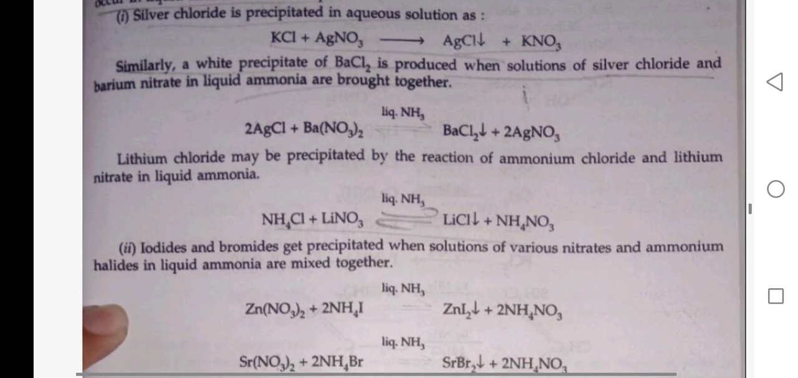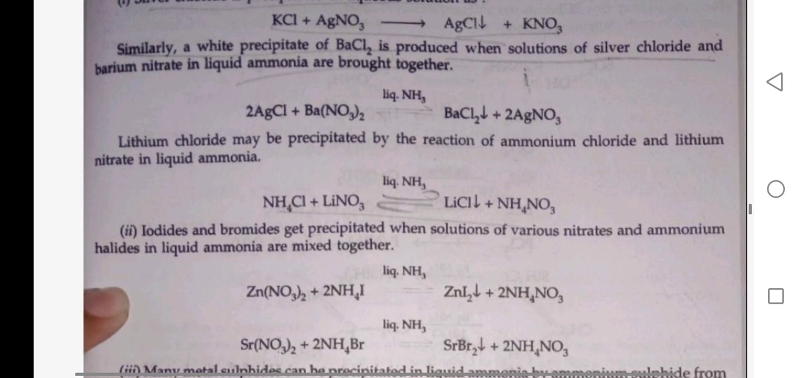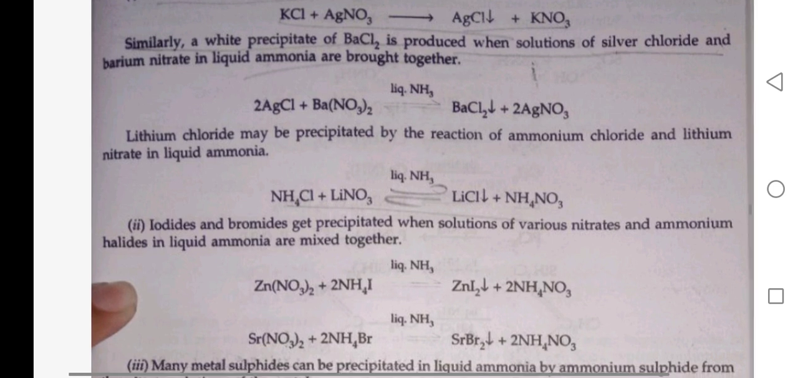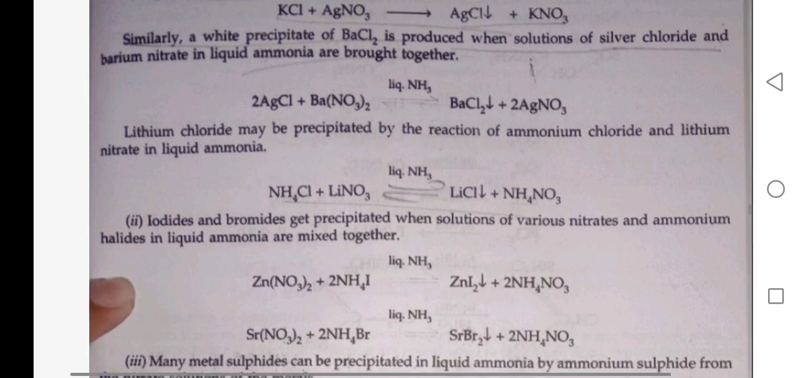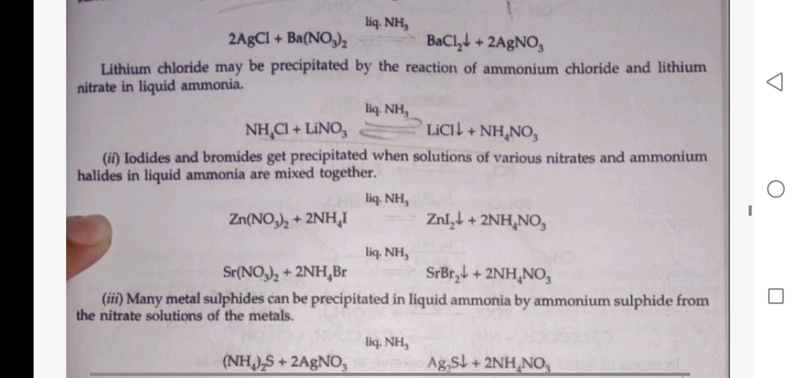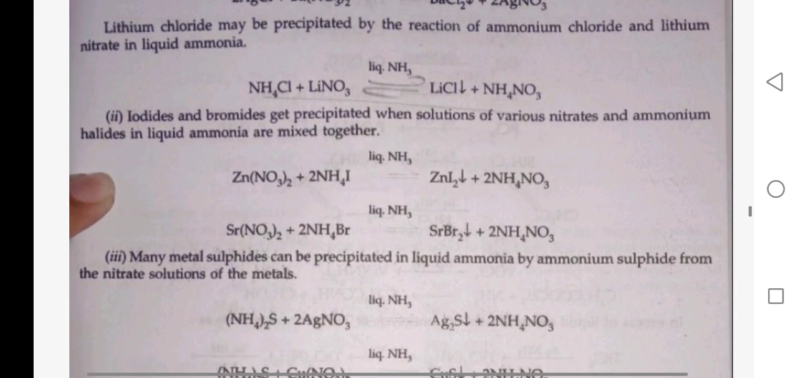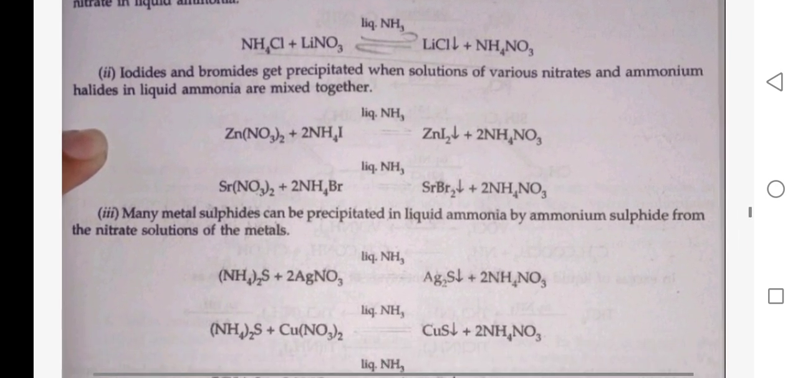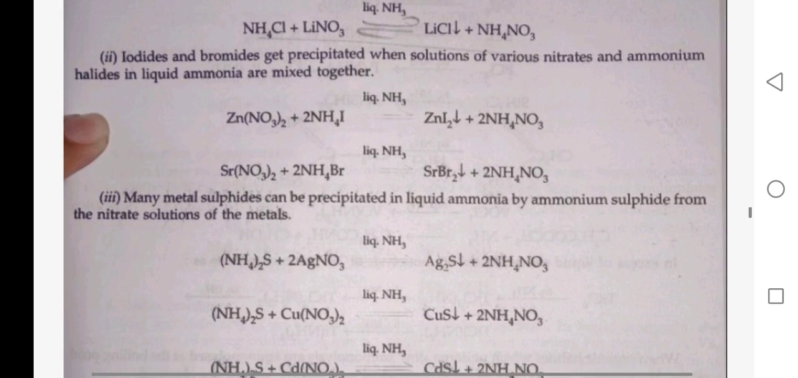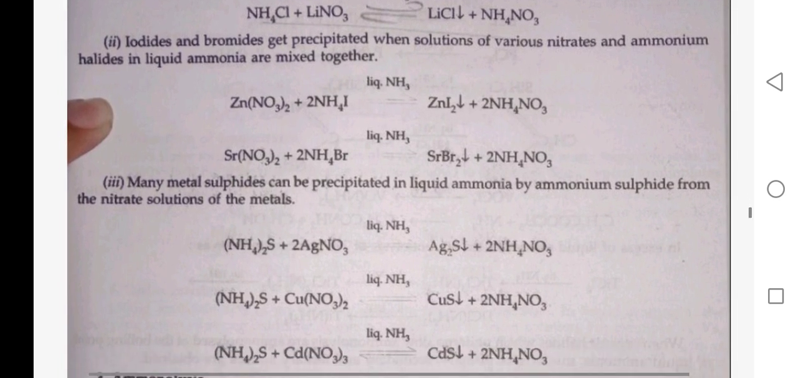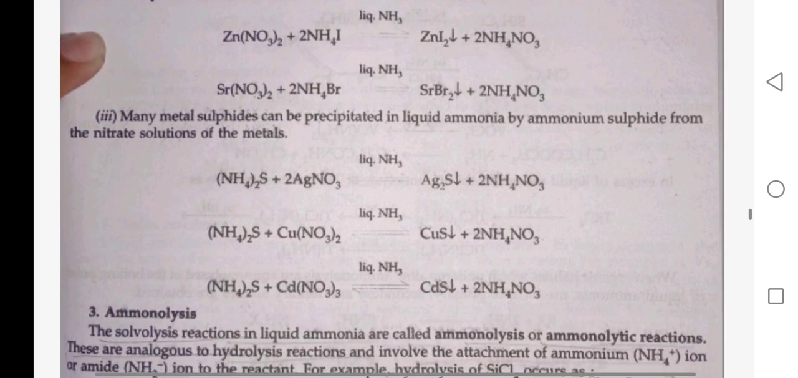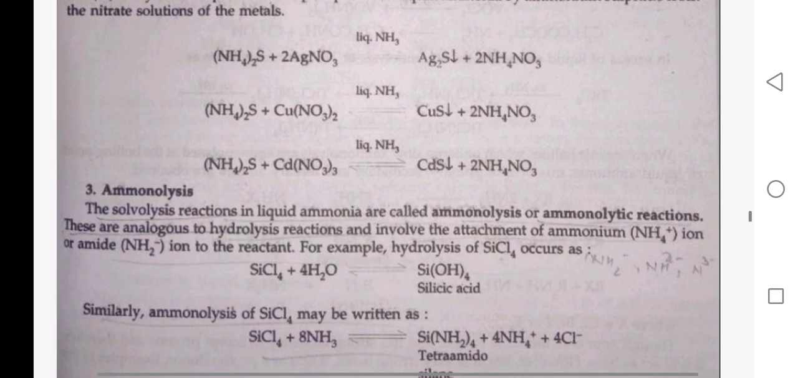Similarly, a white precipitate of BaCl2 is produced when solutions of silver chloride and barium nitrate in liquid ammonia are brought together. Lithium chloride may be precipitated by the reaction of ammonium chloride and lithium nitrate in liquid ammonia. Iodides and bromides create precipitates when solutions of silver nitrate and ammonium halides in liquid ammonia are mixed together. Many metal sulfides can be precipitated in liquid ammonia by ammonium sulfide from the nitrate solution of the metal.